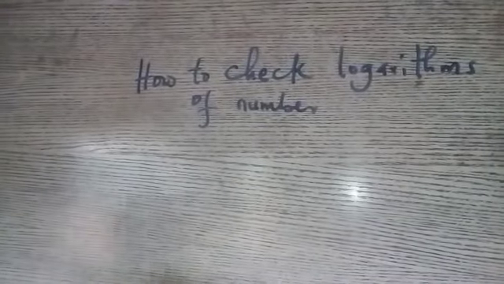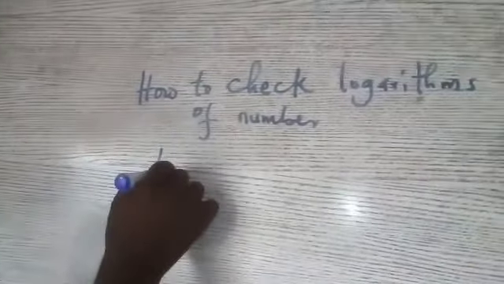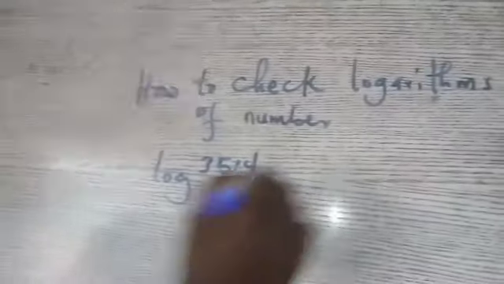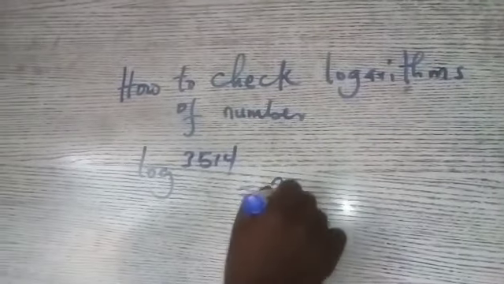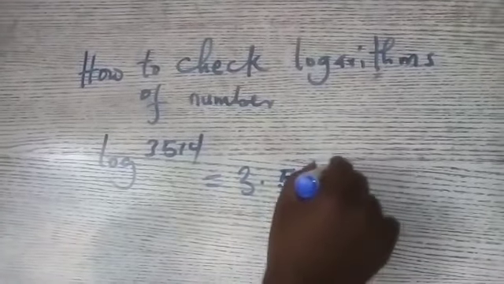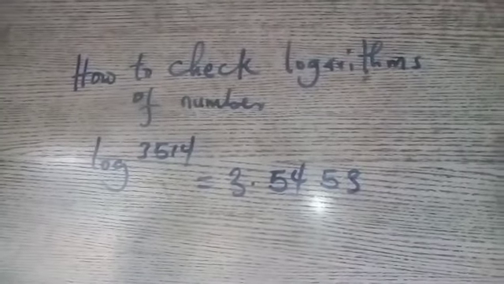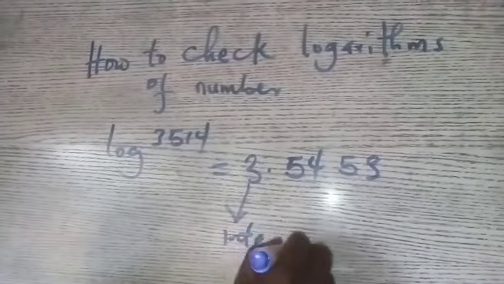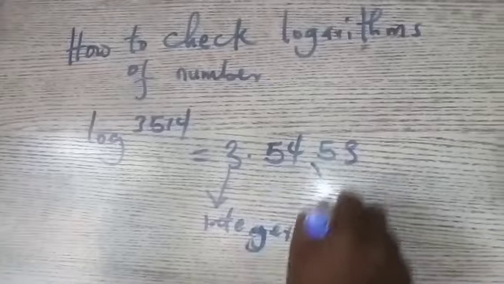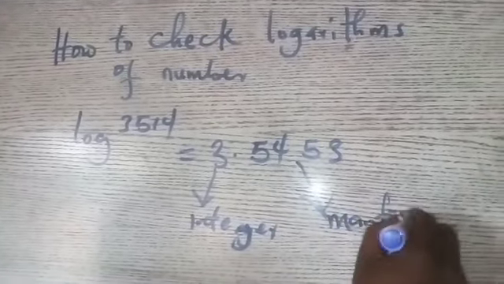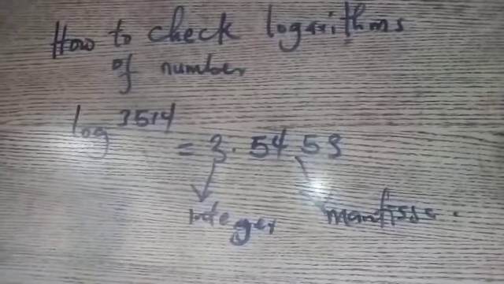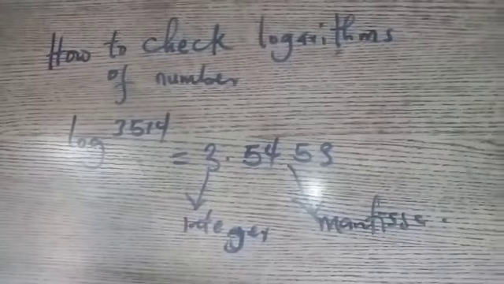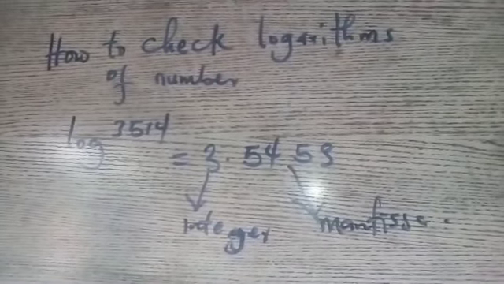For example, when you are given the logarithm of, let's say, log of 3,514, we were told that it is equal to 3.5453 when you check it from the logarithm table. Now, this is called the integer or characteristic, while this one is called the mantissa. So we have the integer and the mantissa. Then how do we get this characteristic and how do we obtain the mantissa? That is what I want to explain to you.